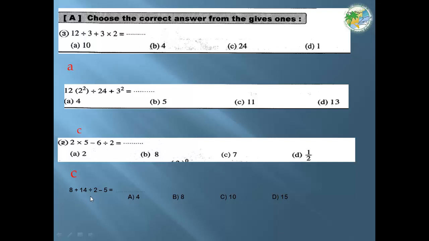8 plus 14 divide 2 minus 5. Try to answer. 8 plus 14 divide 2 minus 5. Orders: division or multiplication is number 1. Number 2, addition or subtraction. So we start with division or multiplication, then addition or subtraction, from left to right. Start answering now, prep 1.